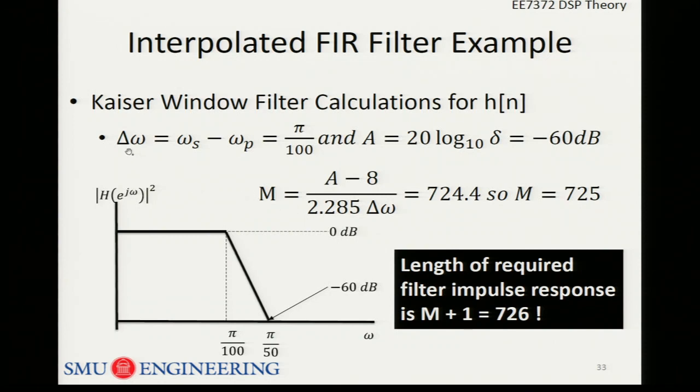I think one of the quantities is delta W, which is the stop band minus the pass band, which is pi over 100. And then there's another quantity A, which is the attenuation needed, which is minus 60 dB. Then we plug it into the all-important M equation, which is the order of the filter. So you just plug and chug. You get 724.4, so you have to round that to an integer because M has to be an integer, so you get 725. So the order of the filter is 725. That seems pretty high, so that means you're going to need 726 coefficients as the length of the impulse response.